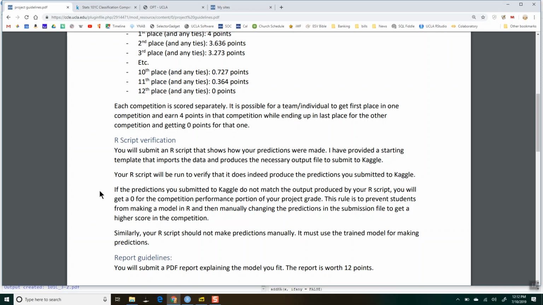But at the same time, I don't want people trying to game the system by manually making adjustments to tweak their position on the leaderboard, okay? If you're going to try to tweak your position on the leaderboard, it has to be done through the modeling and not through manually changing the prediction answers. Okay, does that make sense?